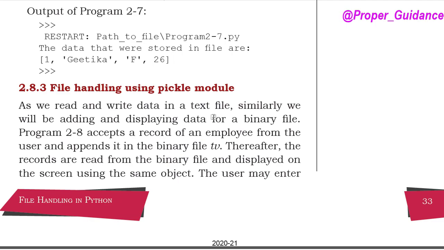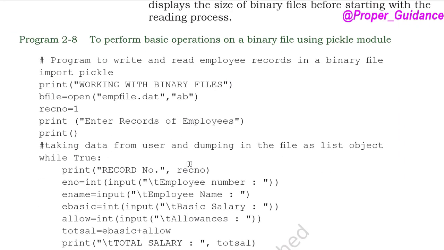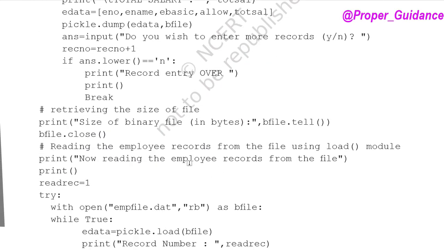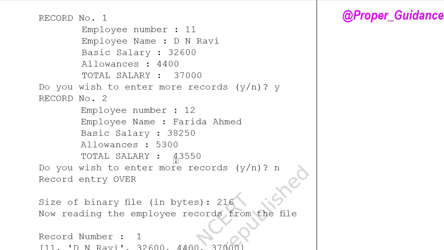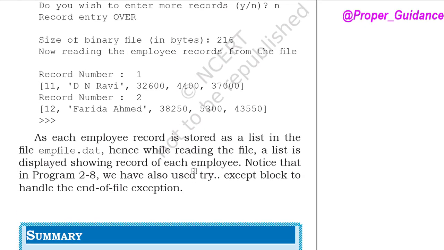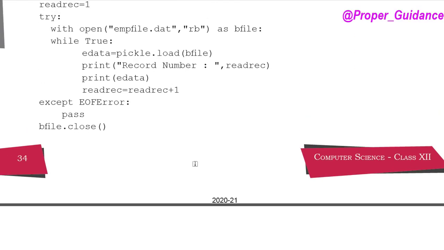File handling using the pickle module. As we read and write data in a text file, similarly we will be adding and displaying data for a binary file. Program 228 accepts a record of an employee from the user, and the user may enter the details. All those things are here. Please go through this program, you will understand properly, and the concept is completely discussed here, and we will just go through the program. This is a big program and you go through it.